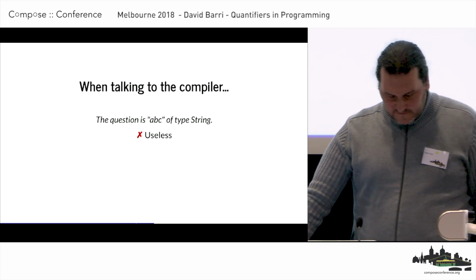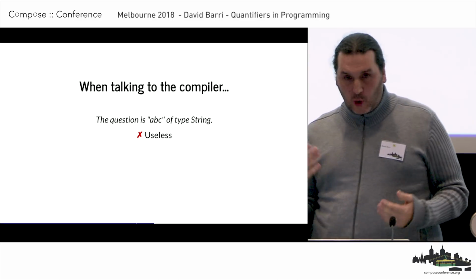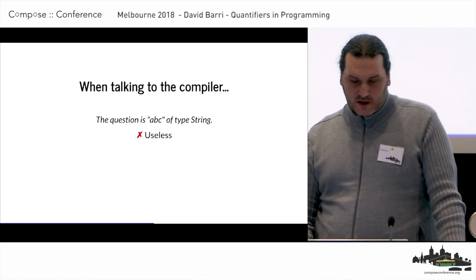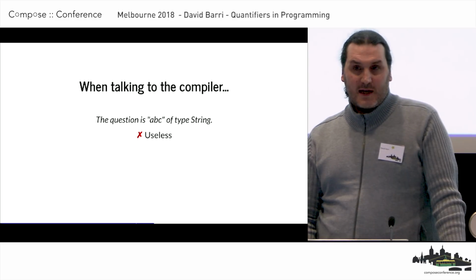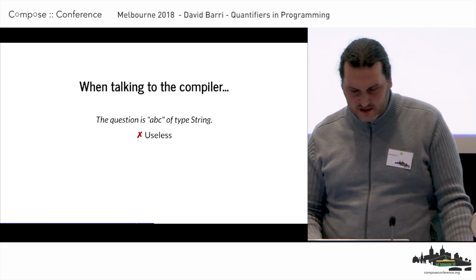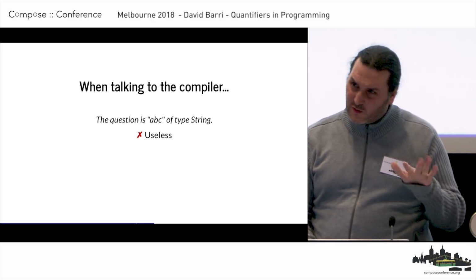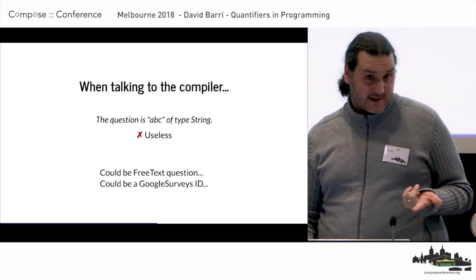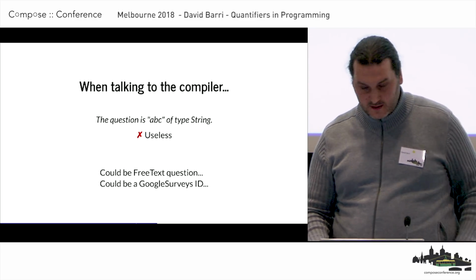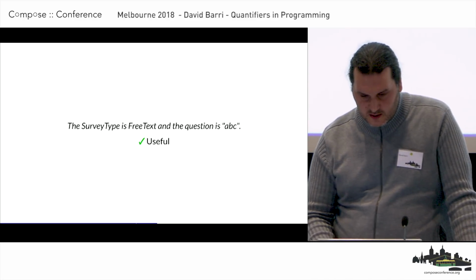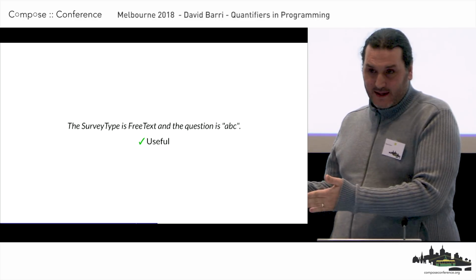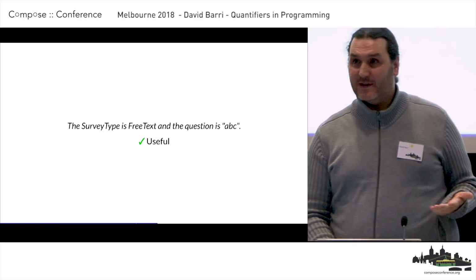So you should think of, when you're coding, you're talking to the compiler, you're communicating with the compiler. And in the same vein, if you just tell the compiler, hey, the question's ABC of type string, that's useless to the compiler. It needs more information to be useful. If that's not quite clicking yet, imagine this. It could be a free text question or it could be a Google Surveys ID. How does the compiler know? It doesn't. Whereas if I say the survey type is free text and the question is ABC, suddenly this is useful. You can do something with this. You can make use of it.